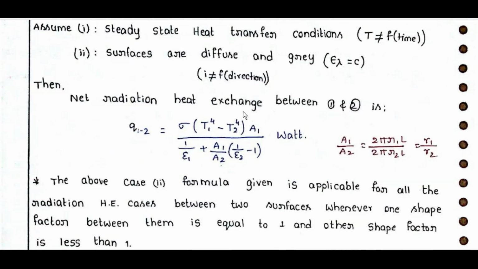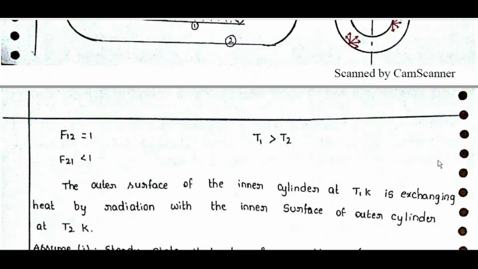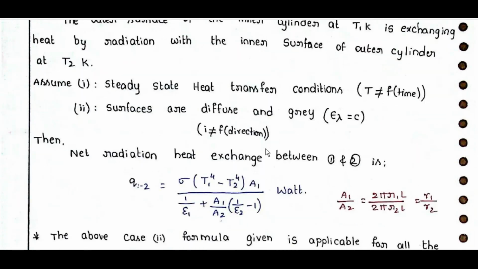Then net radiation heat exchange between 1 and 2 is Q12 is equal to sigma into T1 power 4 minus T2 power 4 into A1 by 1 by epsilon 1 plus A1 by A2 into 1 by epsilon 2 minus 1. A1 by A2 is equal to 2 pi R1 L by 2 pi R2 L is equal to R1 by R2. Here 1 is inside, 2 is outside.